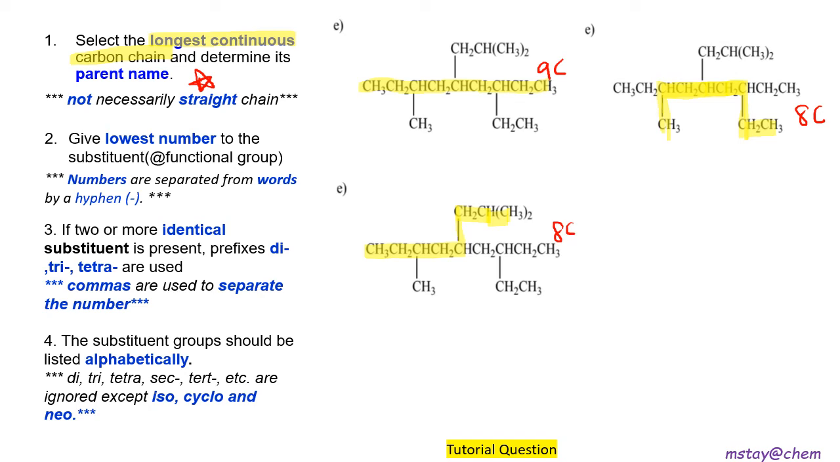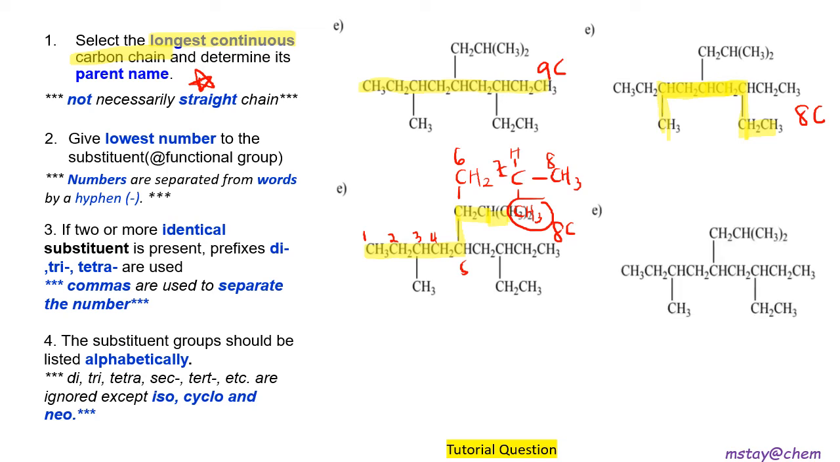So we just expand this part: CH2, CH, and then CH3 twice. This is what I mentioned here: carbon 1, carbon 2, carbon 3, carbon 4, carbon 5, carbon 6, and then 7. Oh, sorry, this one is carbon 6 already, because this is carbon 5 here, and then carbon 6, 7, and 8. So this is the branch. So the longest carbon chain here is 8 carbons.